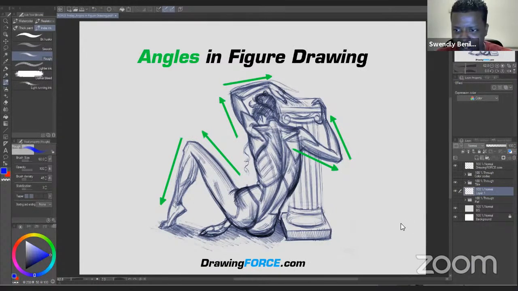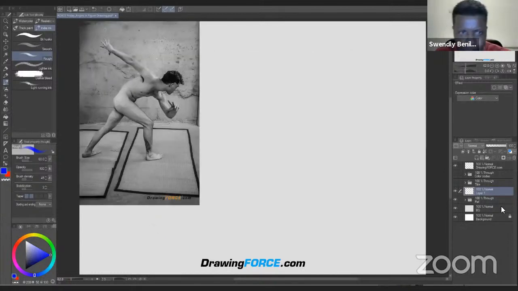So yeah, angles and figure drawing, as Mike mentioned before, it's super important, and I think it's not something that is often talked about in many figure drawing education out there. Let's go to the reference. So like Mike said, we have an exercise at drawingforce.com that helps students understand angles, especially as they relate to balance, because one of the primary functions we look for when drawing the figure is balance.